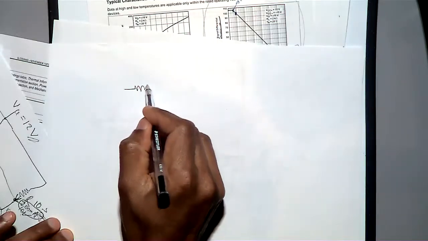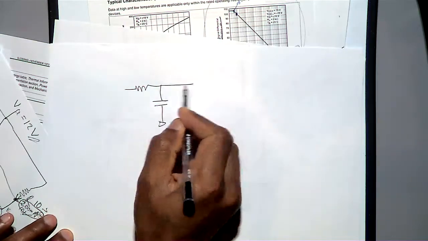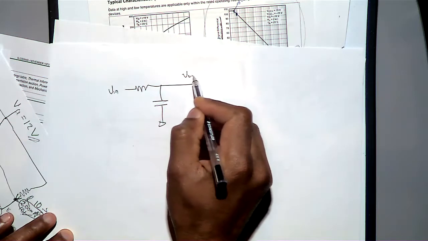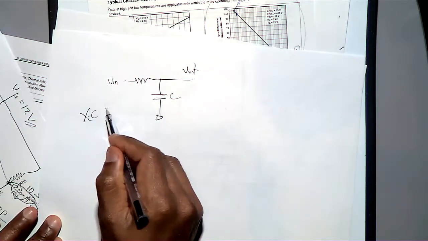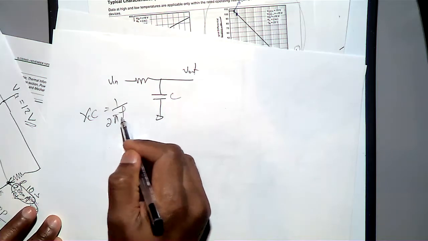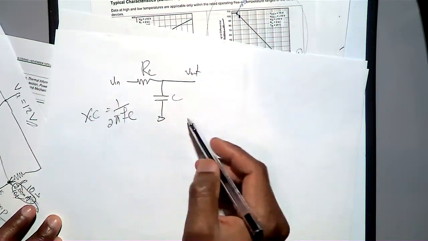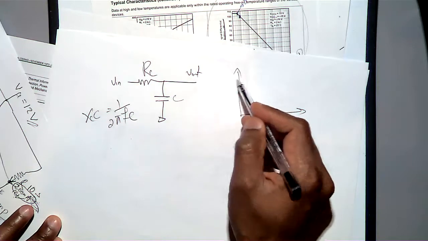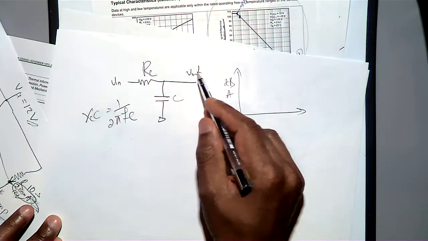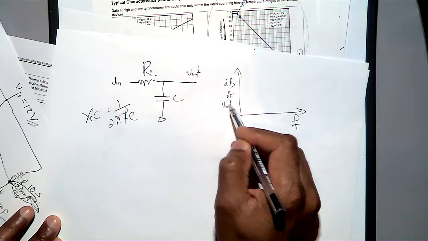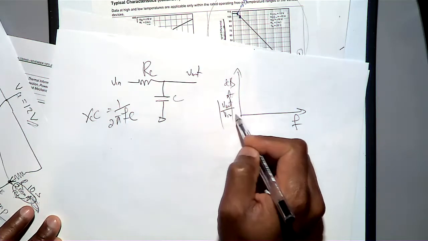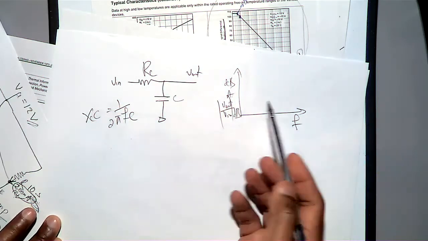So when you have a resistor and a capacitor, this is a circuit, this is V in, this is V out. The impedance of the capacitor equals 1 by 2 pi Fc. This is R. Then I am going to plot it. This is the dB gain, V out by V in, versus frequency. Then I can easily find out.